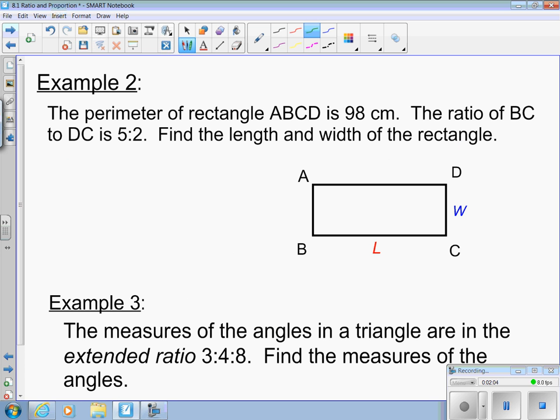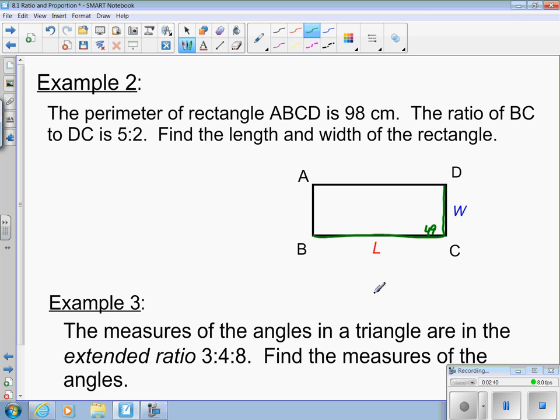In this next example, the perimeter of a rectangle ABCD is 98 centimeters, and the ratio of the side length BC to DC, the order that they said this matters, is 5 to 2. Find the length and the width of the rectangle. So first off, I have to figure out what is the length of these two sides. They told us the whole perimeter. The length of these two sides is going to be 49, right? Half of the 98.